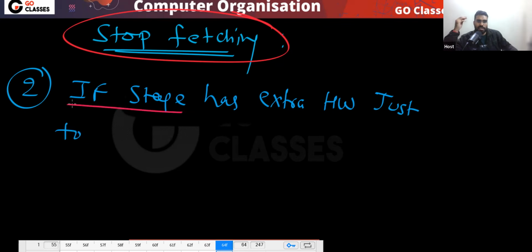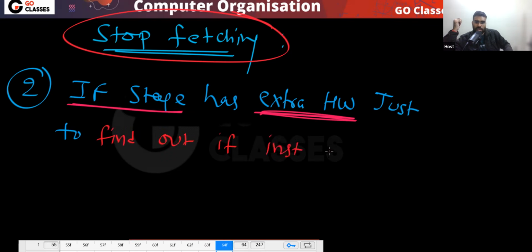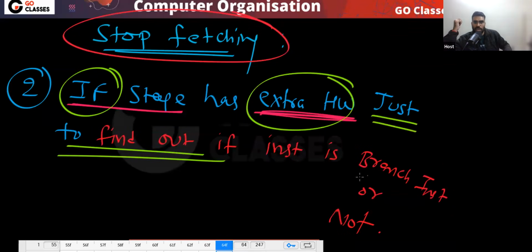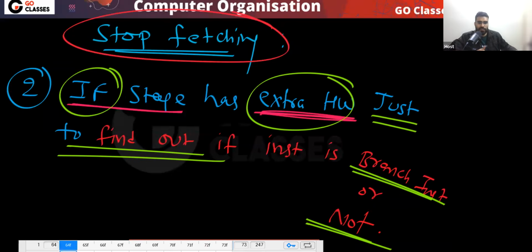Like in this stage, we just put extra hardware just to find out if the instruction is a branch instruction or not. Okay, are you getting my point? In the IF stage, we have some extra hardware just to find out if some instruction is a branch instruction or not. Now what will happen? Tell me, with this solution, what will happen?